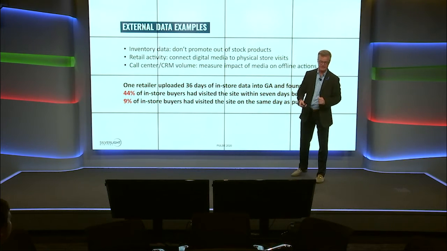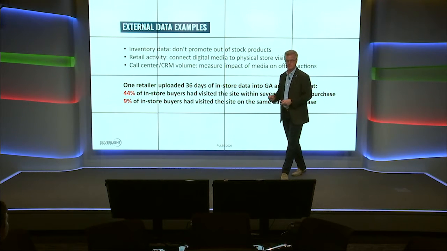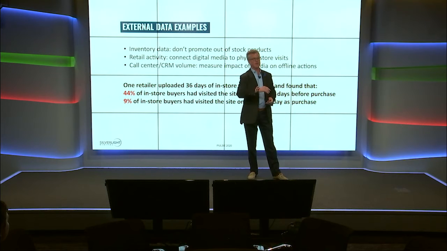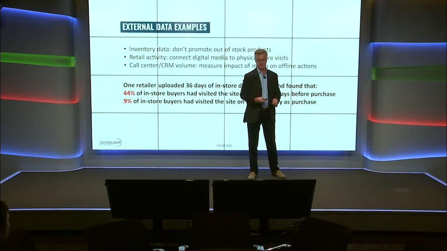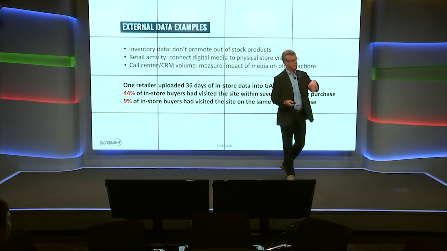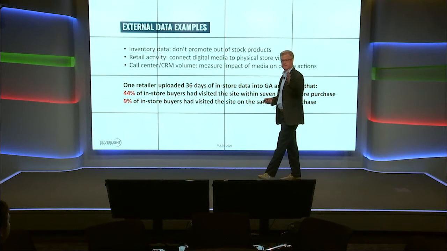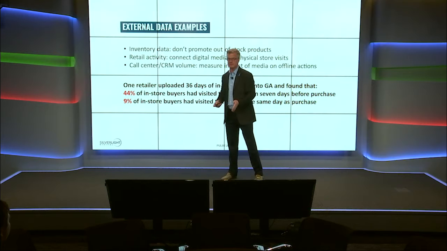So that example, the retail activity, is a Google example. One retailer did a test where they uploaded 36 days of in-store data, and they were able to figure out pretty quickly that 44% of their buyers had visited their website within a week before purchase, and almost 10% had visited the site on the same day as purchase. So there was a clear correlation between what was happening online and what was happening in the stores.